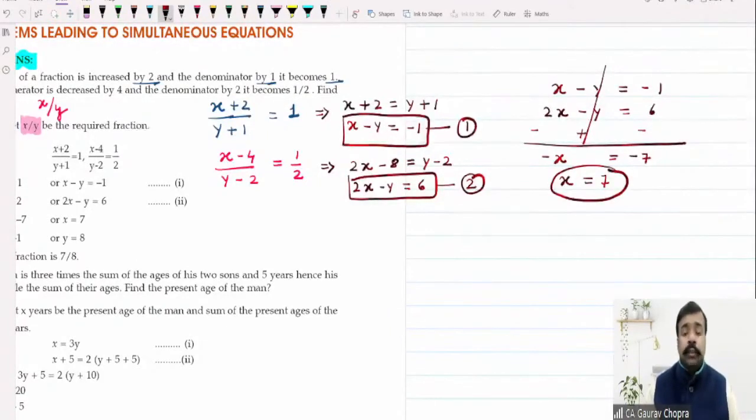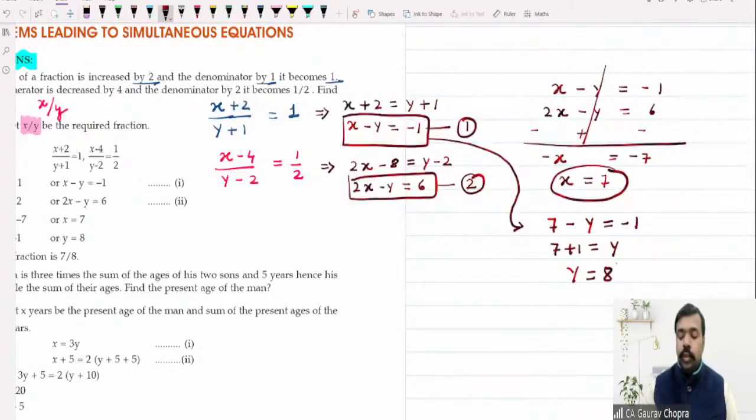Now we can substitute the value of x in equation number first. So 7 minus y is equal to minus 1. So 7 plus 1 is equal to y. Hence, y is equal to 8. The value of y is equal to 8. This is the result.